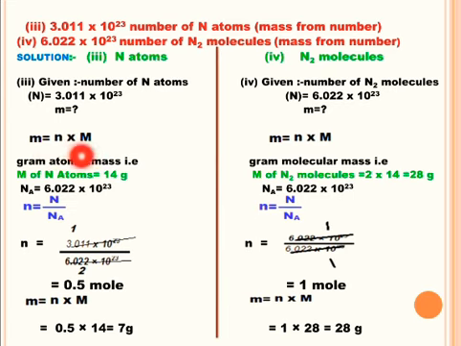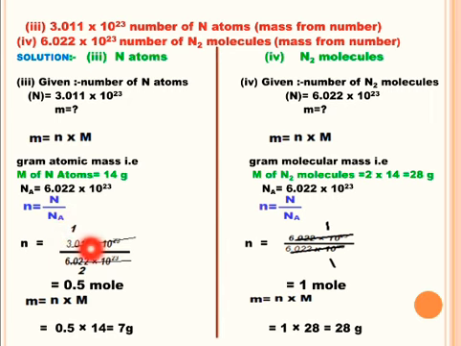Now students, in this formula, we have to calculate small m, but we don't know the number of moles. Number of moles are not given. But we can get the value of capital M, that is molar mass, from the atomic mass of nitrogen atom, that is 14 gram. So gram atomic mass of nitrogen atom is 14 gram. Now how can we calculate small n? We can calculate small n this time from the formula capital N divided by Avogadro number.